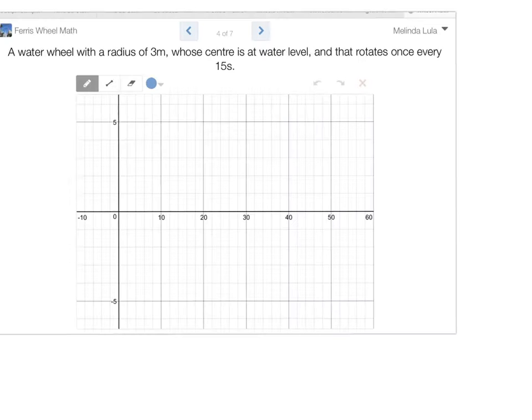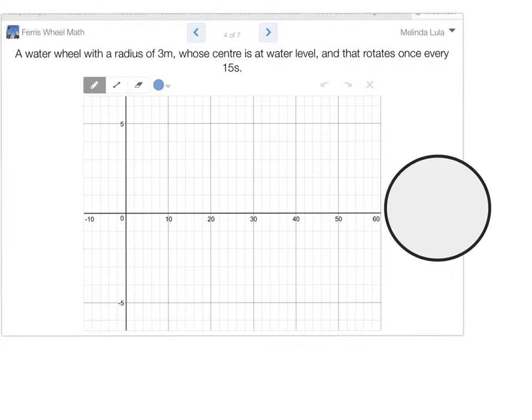Alright, looking at student.desmos.com, and the code is UZGCPA. I'm going to take up one of the questions. A water wheel with a radius of 3 meters, whose center is at water level, and that rotates once every 15 seconds. So I want to be able to draw a periodic or a sinusoidal function that will represent that.